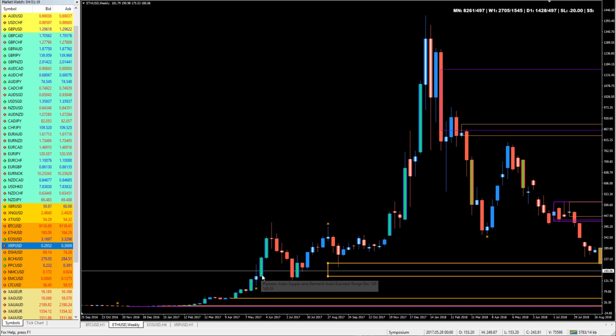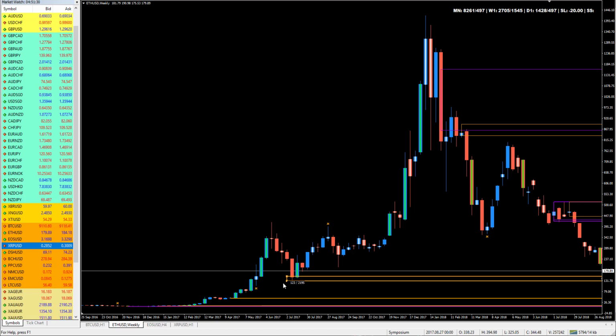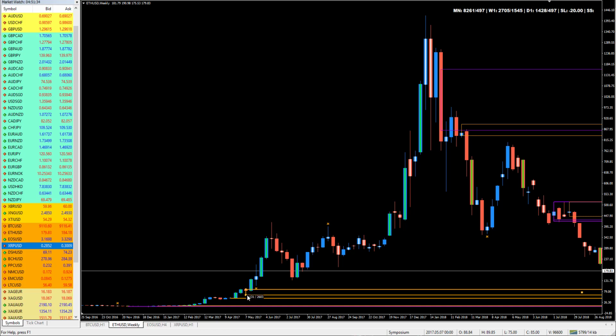This is a child. This is a parent. This is a parent because this is established independent of any other price point. And this is a child because this is established as a result of the presence of this area of demand. So this is a nice area to buy at. From this point and down, it's really difficult to put anything on it.